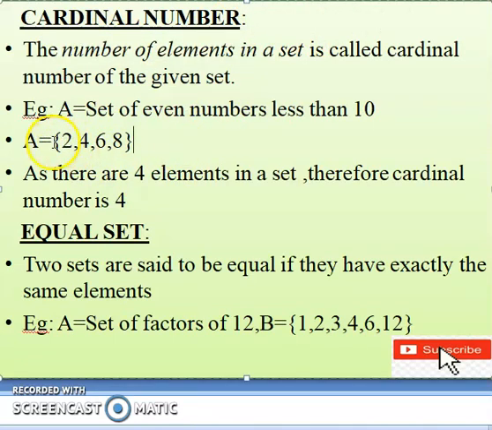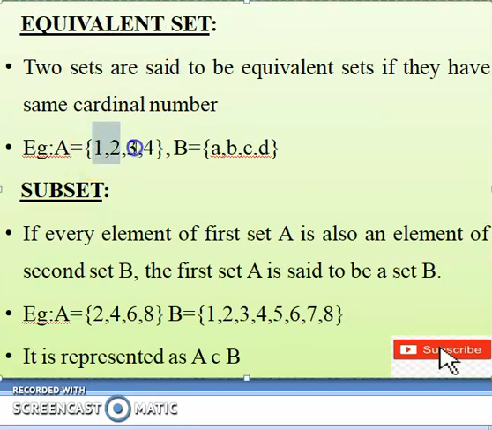For example, here I have 2, 4, 6, 8. So how many elements are there if I count? 1, 2, 3, 4. So the number of elements present in a particular set is called the cardinal number. So in case of equivalent sets, if the number of elements in A and the number of elements in B are the same, then it is called an equivalent set.